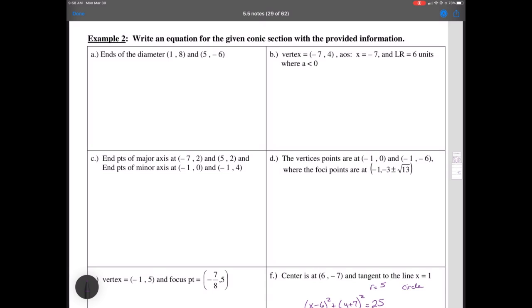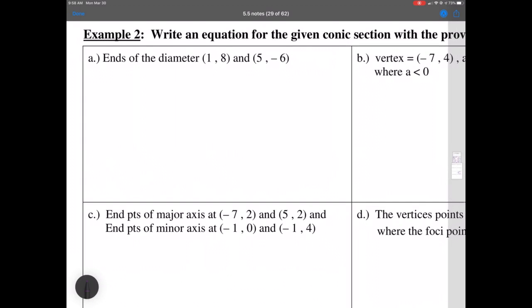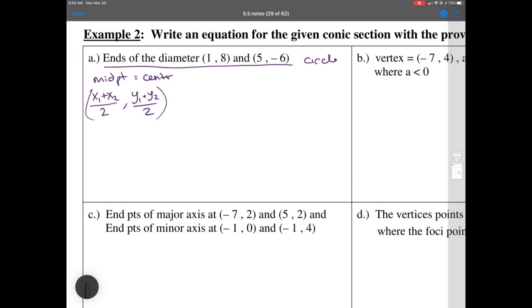Here you are just simply working backwards from what you do have to find the equations. So for this one, you have the ends of the diameter. Well, this has to be a circle. If you have the ends of diameter, you need the midpoint, which is the center. So the formula for midpoint, x1 plus x2 over 2, y1 plus y2 over 2. And that's your formula for midpoint. So if you find that, you can get the center.